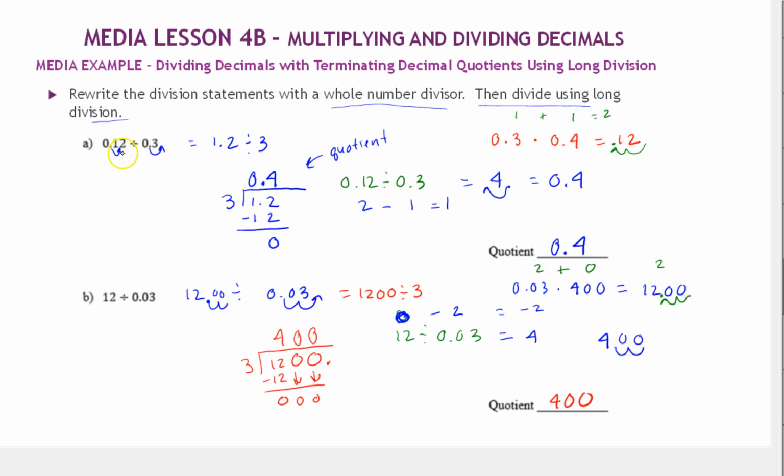Whereas here, when we have 12 hundredths divided by 3/10, how many 3/10 are in 12 hundredths? Well, 3/10 is larger than 12 hundredths. So I know that I'm going to have a number less than 1, and you move the decimal in this direction to get a 0.4.